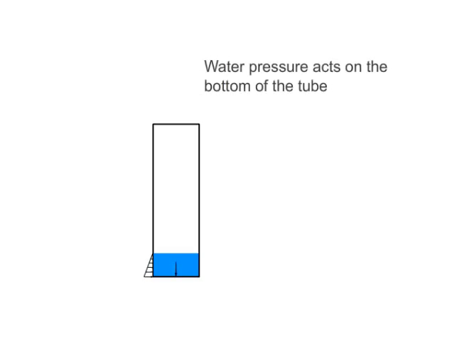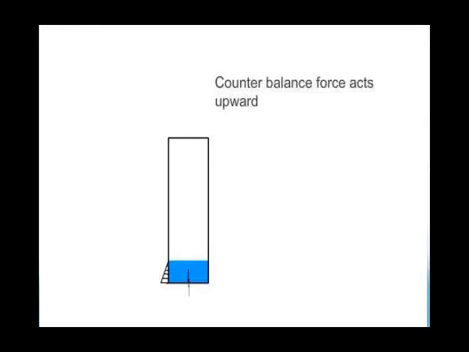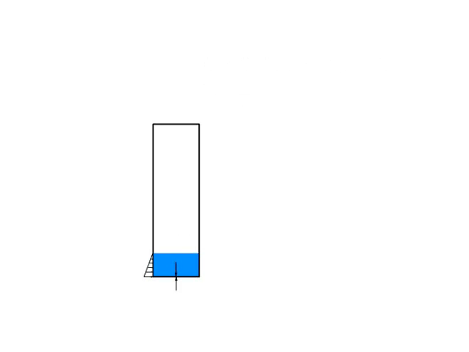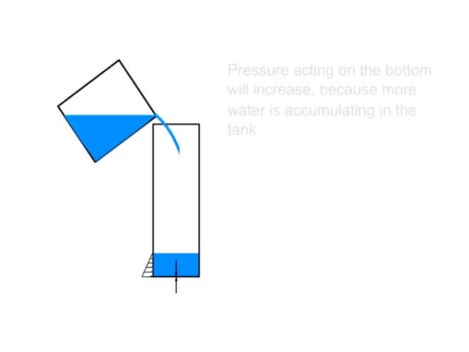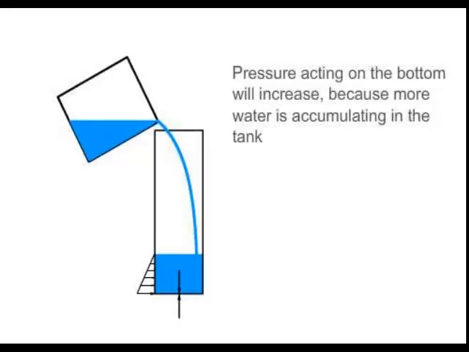Now let's think of a tube of water. If we take a little bit of water and put it at the bottom, it's going to have some pressure associated with that much water. If we think of a thin layer at the bottom of the water, it's going to have a counterbalancing force acting upwards. Now if we add more water, the pressure is going to increase because the weight of the water is now acting downwards on the water below it.